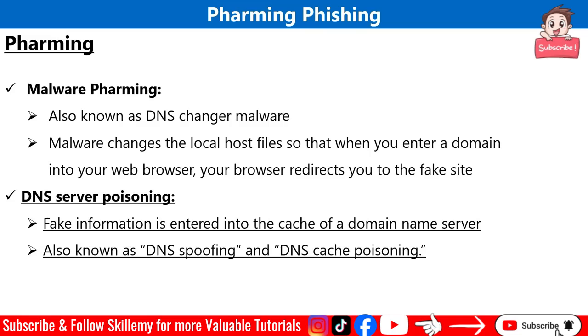Domain Name System, that is DNS. DNS poisoning happens when fake information is entered into the cache of a domain name server. This can cause DNS to produce an incorrect reply, sending users to the wrong websites. DNS poisoning is also known by terms like DNS spoofing and DNS cache poisoning.